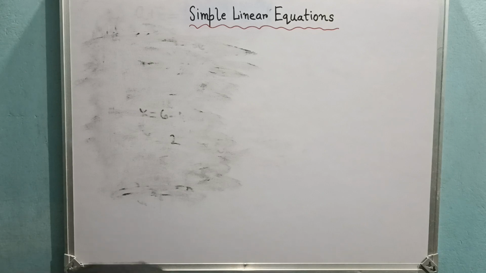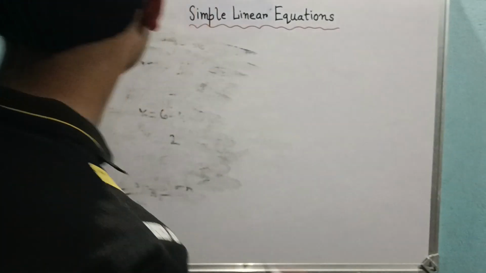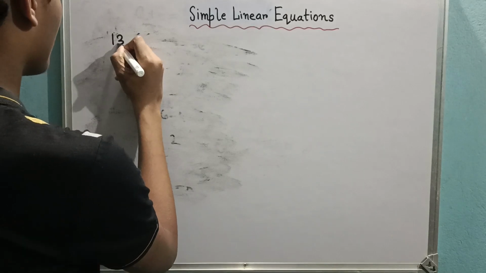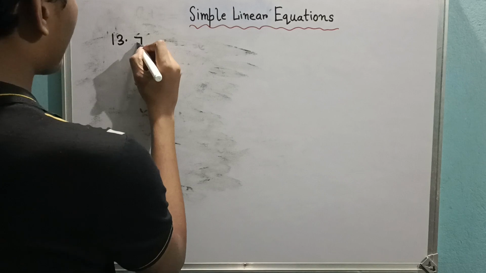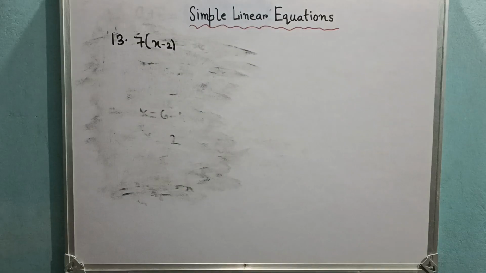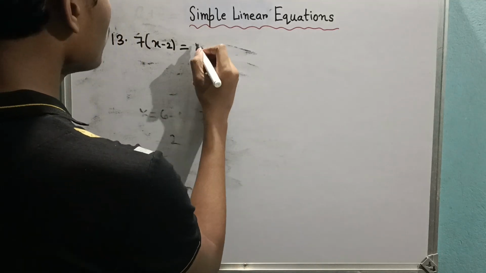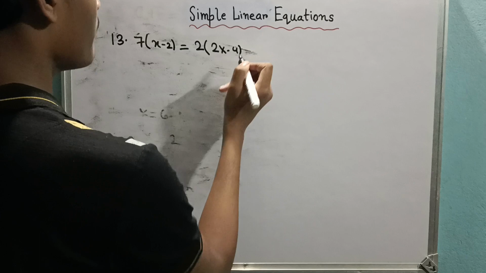Okay guys, now we are getting closer to very good sums. Let's see. Number 13. So here we have 7 into x minus 2 is equal to 2 into 2x minus 4.